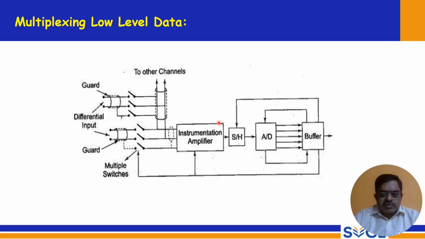instrumentation applications. The instrumentation amplifier is utilized, and it is a beautiful circuit. It is given in the Rai Chaudhary book. You can refer there for details about the instrumentation amplifier. Then a sample and hold circuit, and then A to D, and then to the buffer. So this is the multiplexing of low level data.